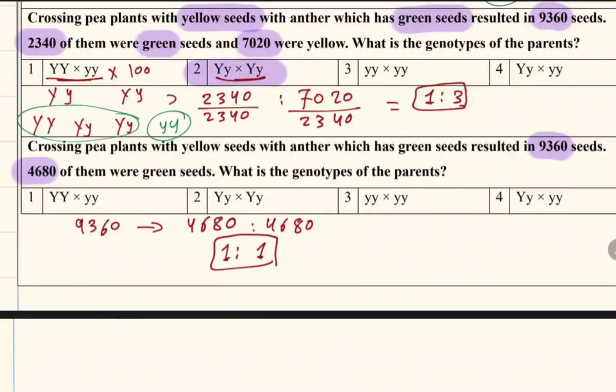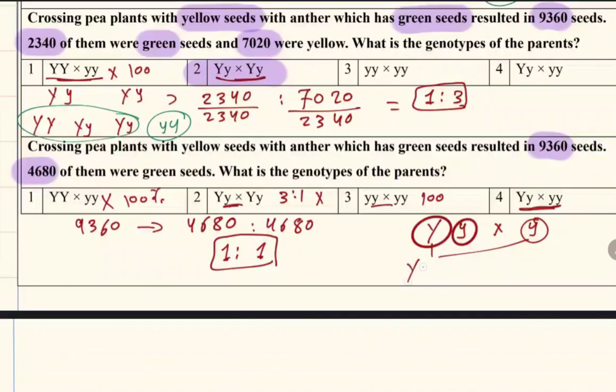Which genotype will give me 1 to 1? The first one will give me 100%, not the correct answer. This one will give me 3 to 1, not correct. This one will give me 100% short. This one will give me 50-50 because the gametes are Y capital, Y small, and this is Y small, Y small. The gametes here are 2, and the gametes here only 1. That is going to give me Y capital, Y small, Y small, Y small, 50-50, 1 to 1, which is exactly the same as the ratio of this question. So the correct answer is number 4.